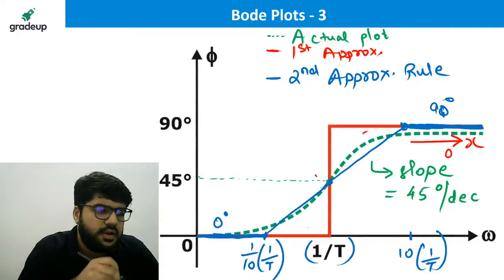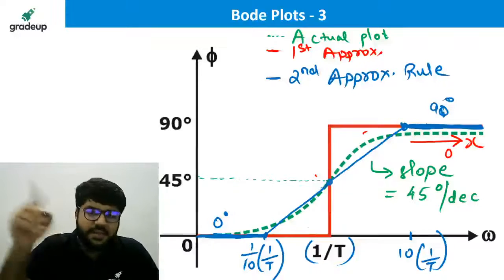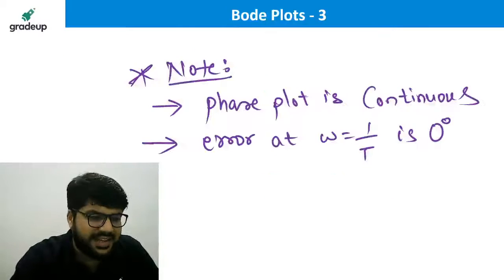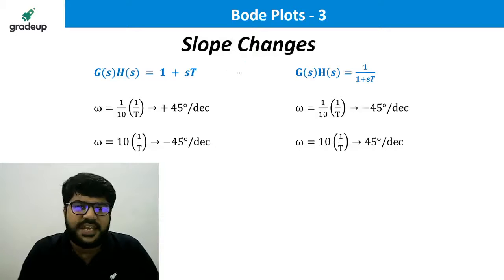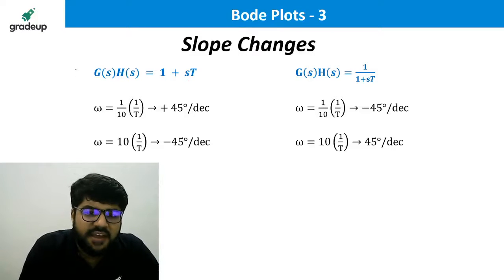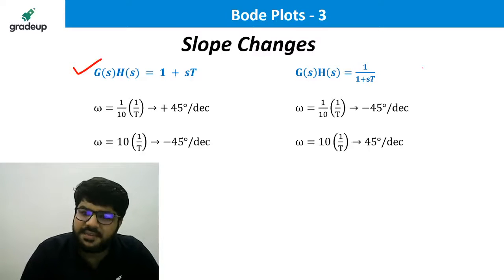All right. Okay, 45 and minus 45. Let me just summarize this and then start with the question. Slope changes. We have learned for 1 plus st. Similarly, 1 upon 1 plus st, I am commenting. No need to derive again.